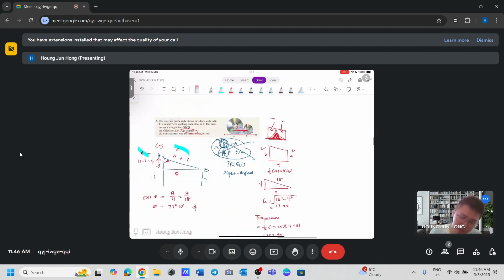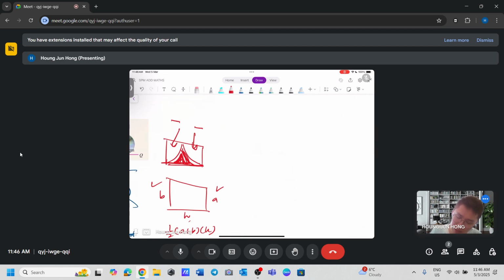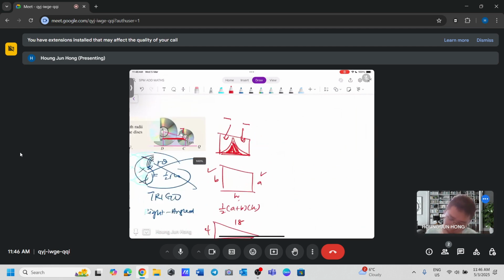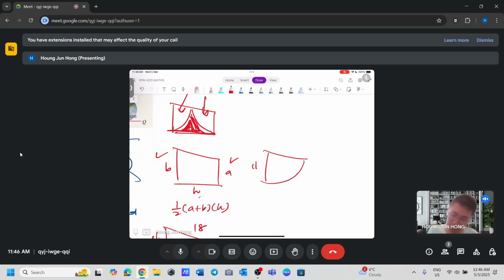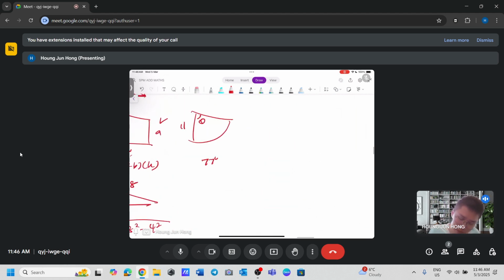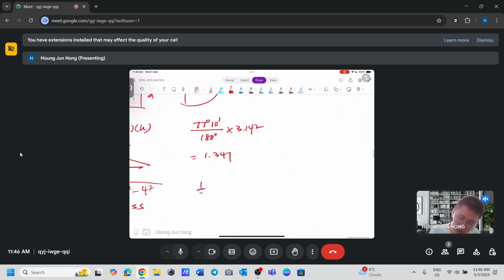Then we have the next one. We have the sector, right? So let's start from the big sector, the 11 cm one. Again, same thing. We need to know the theta over here, which I think you have already found in degrees. Just convert it, 77 degrees 10 minutes, to radians and then you can get 1.347. Then again, just use the formula: half r squared theta, half times 11 squared times theta.